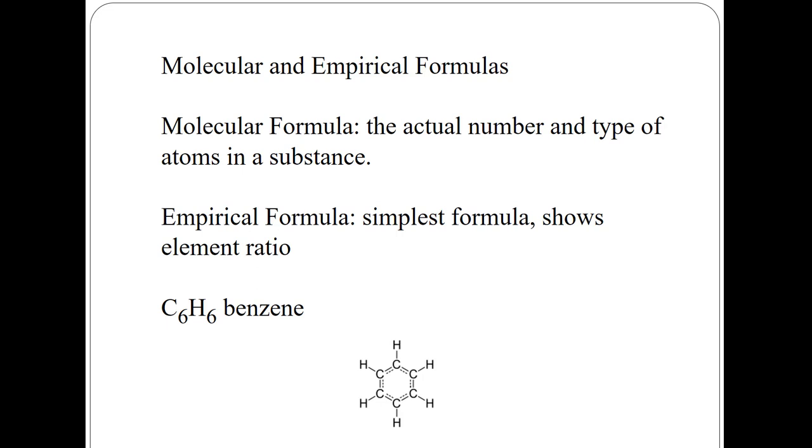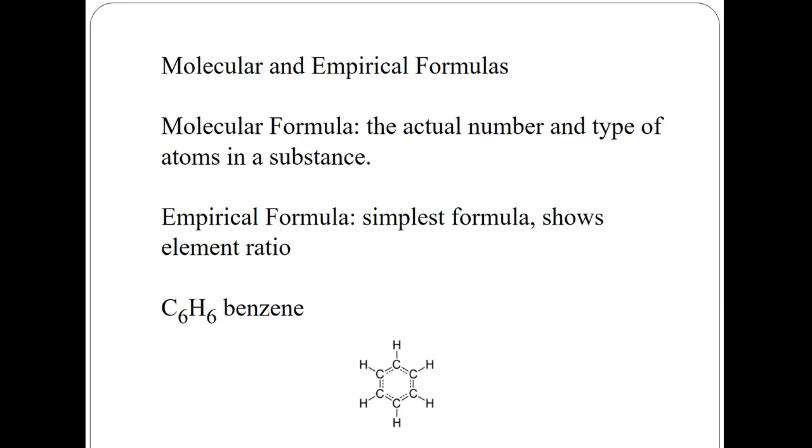So let's look at our example right here. We have C6H6. This is benzene. It's a ring of carbon with alternating double bonds. Each carbon has a hydrogen. So there's 6 carbons and 6 hydrogens. So that's what the molecule looks like. That is the molecular formula, C6H6.